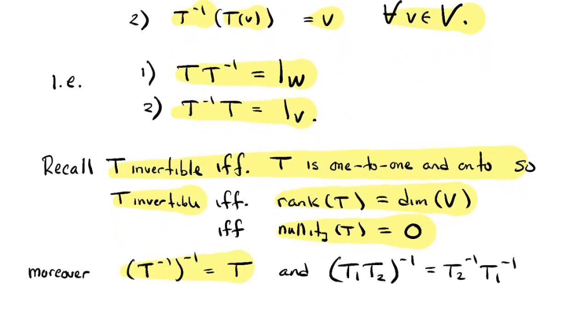And then here I didn't write it, but if T1 and T2 are both invertible, then their composition is invertible. And the inverse of the composition is the composition of the inverses, but you have to switch the order, right? So the inverse of T1 composed with T2 is T2 inverse composed with T1 inverse. Those are nice little exercises that you should assign yourself.